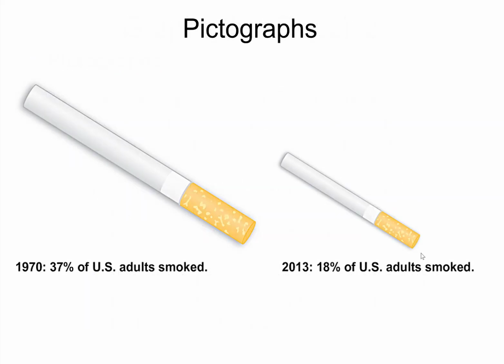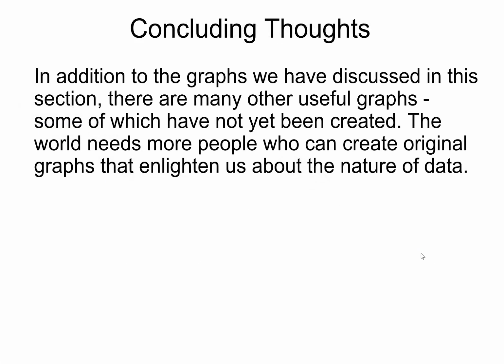And here's an example. If we look at this pictogram for the percent of adults in the United States who smoked, in 1970 it was 37%, and in 2013 it was 18%. If we notice the cigarette, it increased in two dimensions, the width and the length. In addition to the graphs we've discussed in this section, there are many other useful graphs, some of which have not even been created yet.